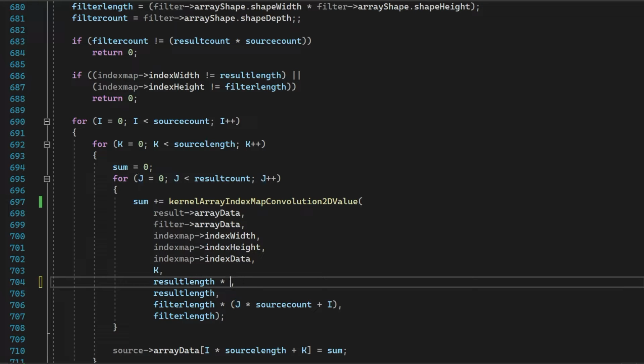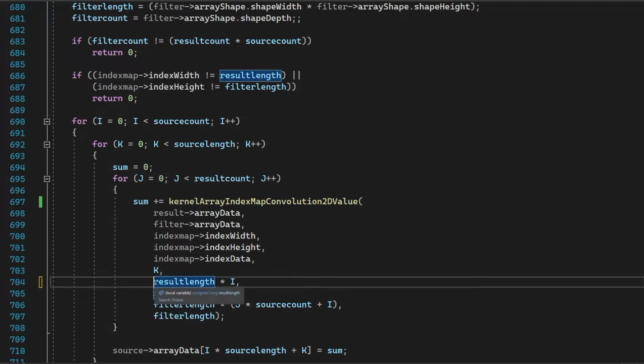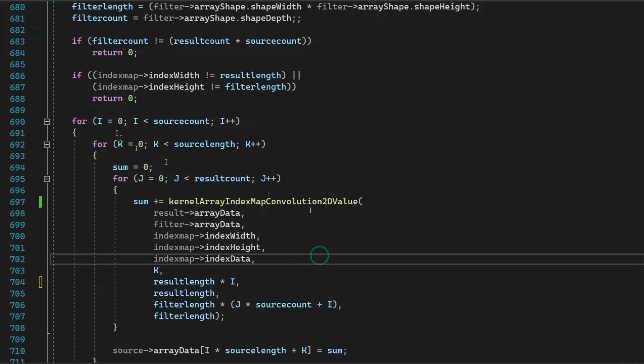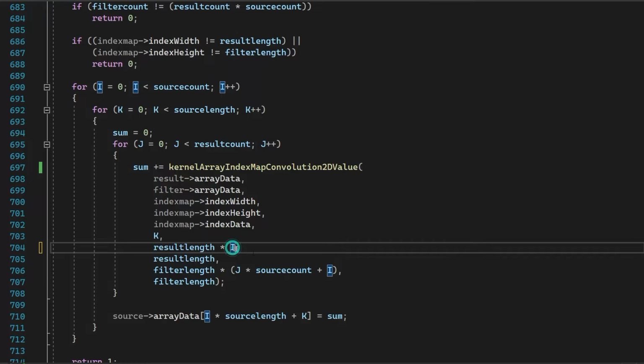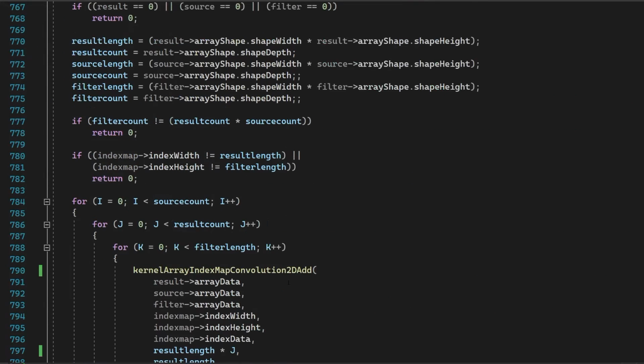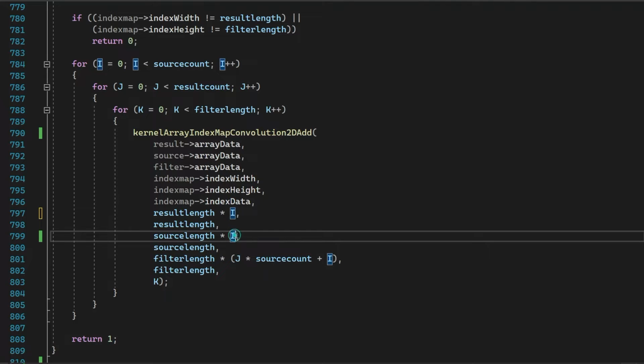Before, I was putting it like result length times i, which is completely wrong because result is a two-dimensional array of filters. So it should be i equals the x-axis, j equals the y-axis, and the result is always on the y-axis. So I was putting it as i here, and then also down here you have i and j. The j is supposed to match the result length here, but I was putting it as i. Let me just show you what it does. Replace the i with the j here.